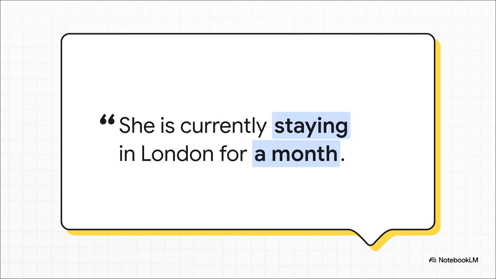Next on our shot list, temporary situations. This tense is just brilliant for showing actions or states that have an expiration date. When you hear, she is staying in London for a month, you instantly know this isn't her permanent home. The camera is rolling on this part of her life, but we know that scene is going to end.